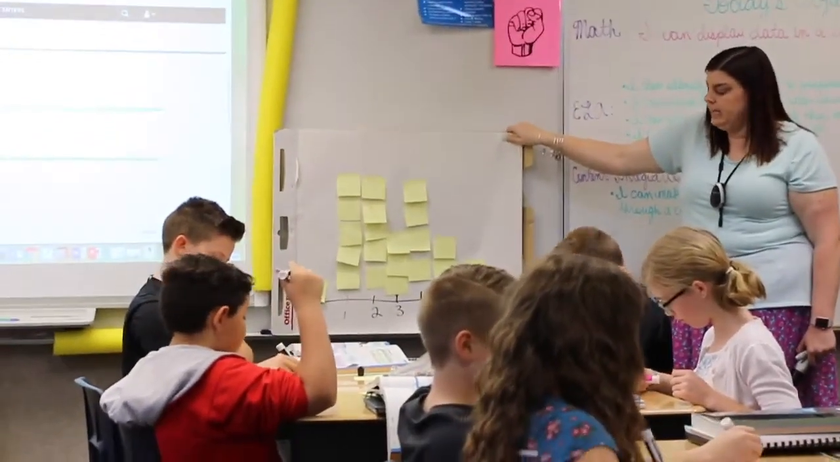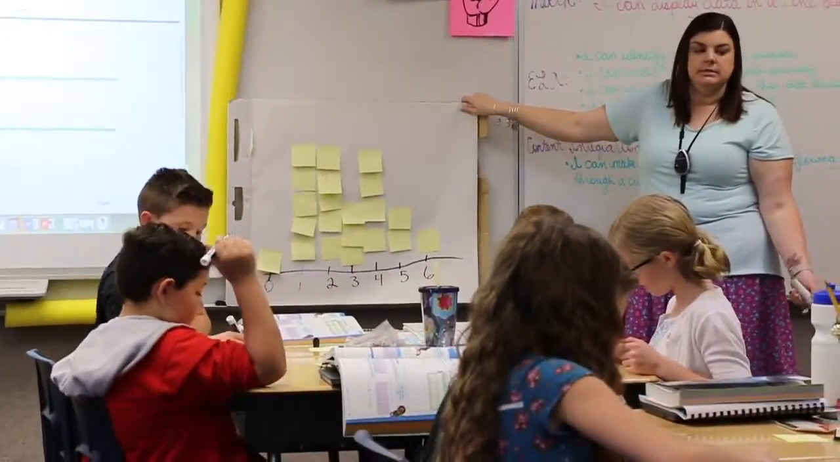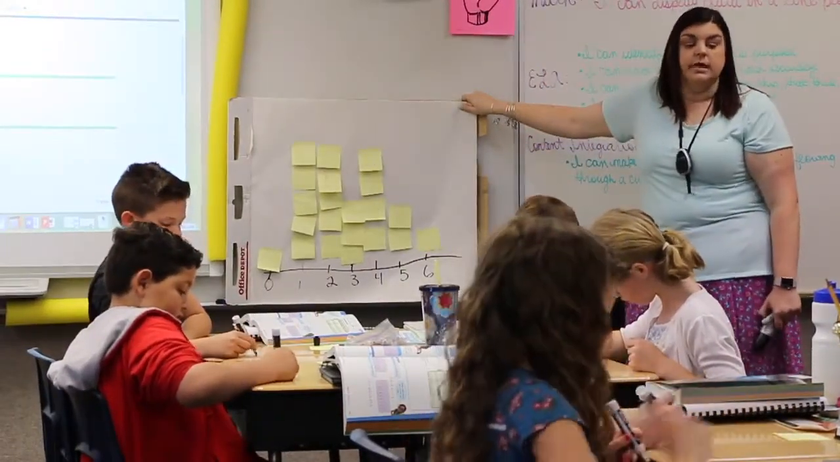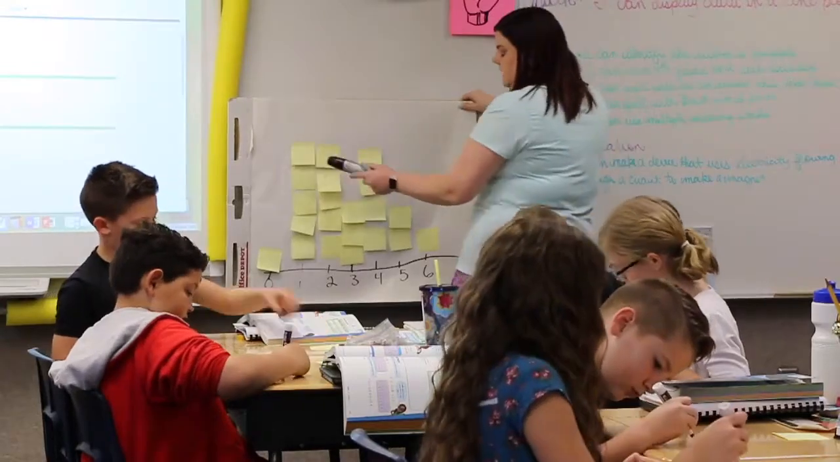Yes, they're the same height. Why are they the same height? Sophie, why are one and two the same height? Because they both have the same amount of siblings. They both have the same amount of siblings. That's how many data points we have.